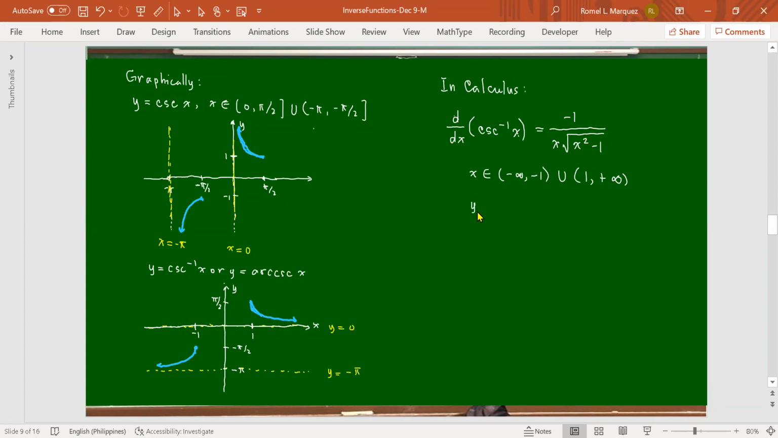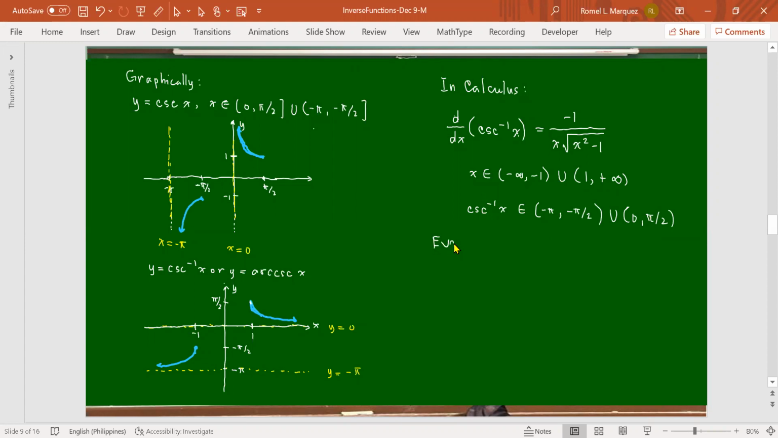Here, for the cosecant supposedly, cosecant inverse of x is between negative pi to negative pi over 2, union with 0 to pi over 2. But of course we don't include negative pi over 2 for the derivative, because we don't include -1. At pi over 2, the derivative does not exist at the end point. You will have this, no? The value at the end point is non-existent. Okay? So that's the one objective why you have this restriction.